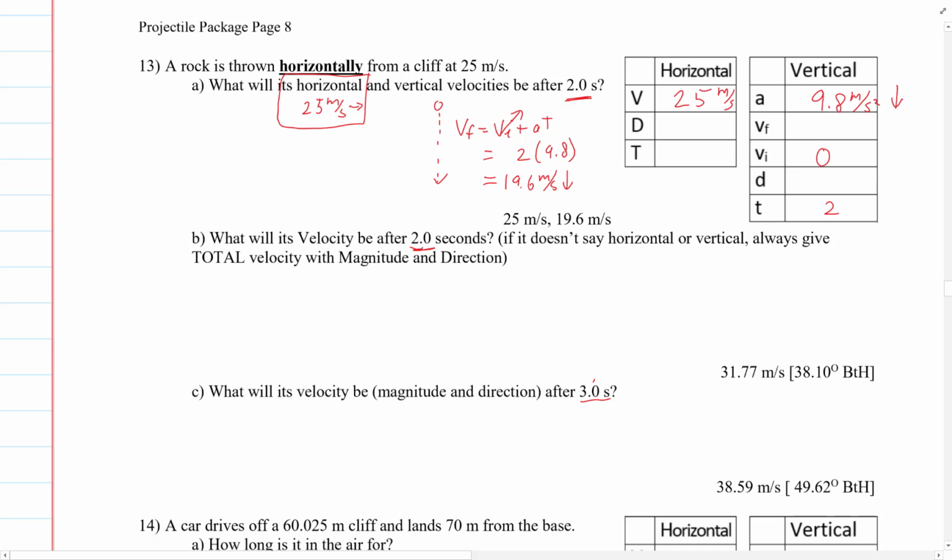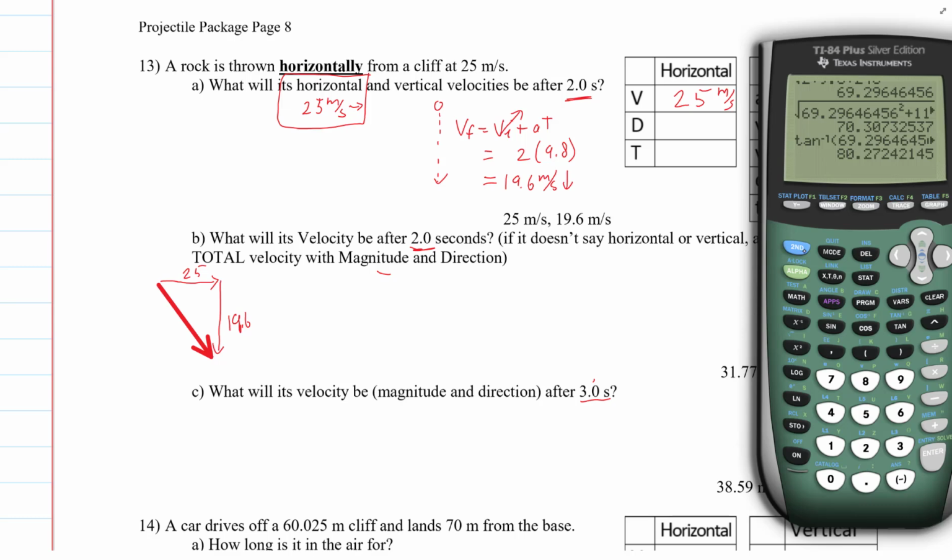What will its velocity be after 2 seconds? It doesn't say horizontal or vertical. It just says velocity. So when it says that, give me the total velocity, which is a magnitude and a direction. This is what we learned on question 12. Let's practice it here. This is 25, and this is 19.6. So we'll Pythagorize it. I love that term, Pythagorize. I don't know if you could go online and not be criticized for using that, but I'm going to.